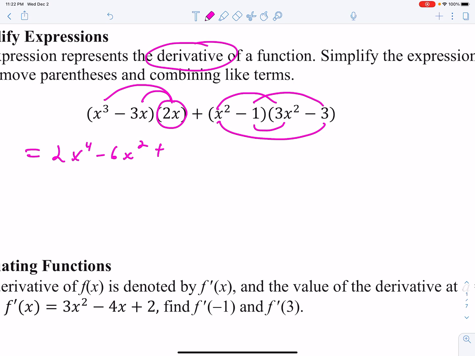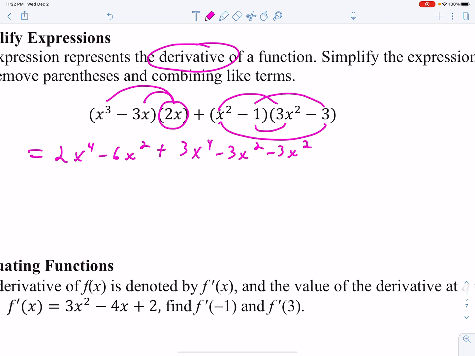So we're going to do x squared times 3x squared, which is 3x to the fourth, minus 3x squared. That's our outside. Inside is negative 3x squared, and last times last is positive 3. The next step, of course, is we're going to combine like terms.